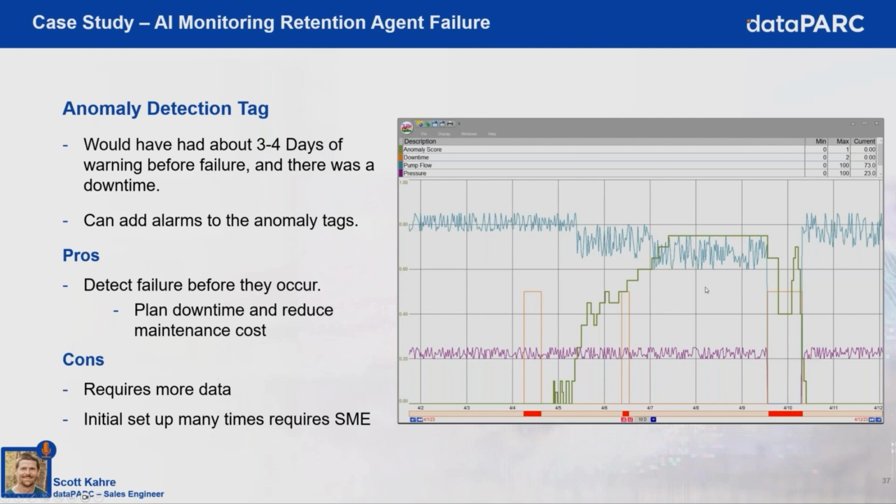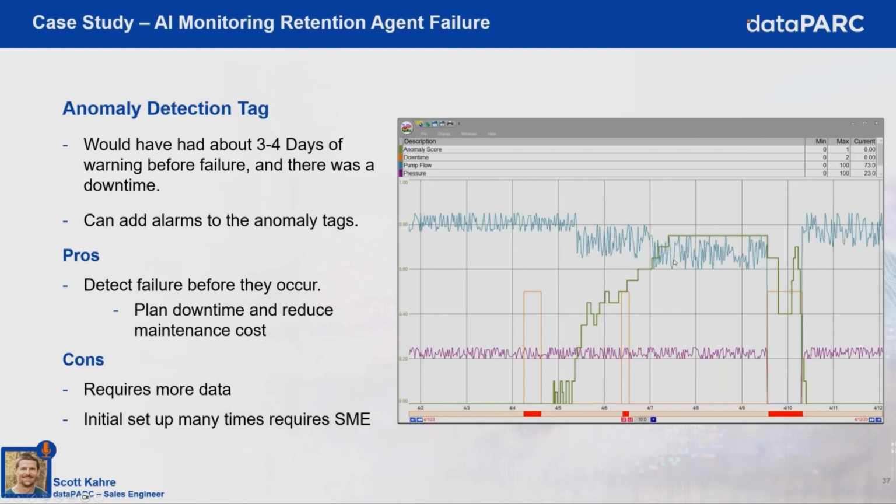So you can see the anomaly score climbed as the issue was manifesting itself, and then it reached a kind of a peak and stayed plateaued there for a while, right up until the downtime occurred. So if we had had an alarm on this anomaly score, say at 70%, we would have seen that alarm several days before the failure occurred.